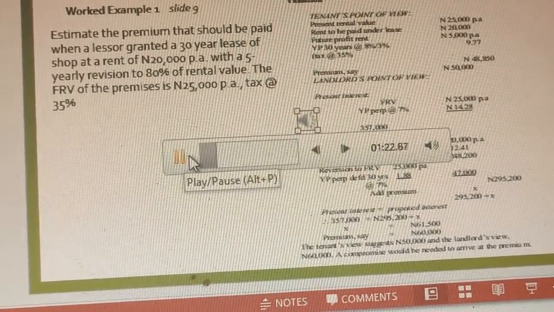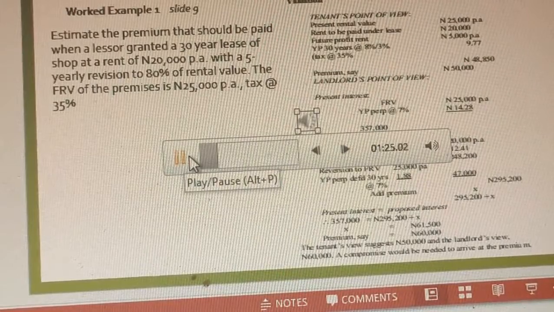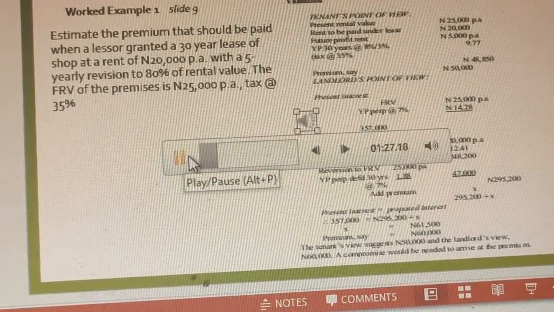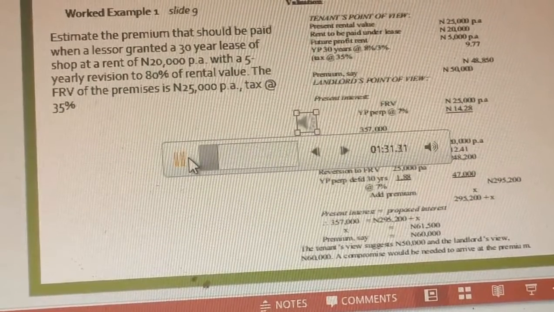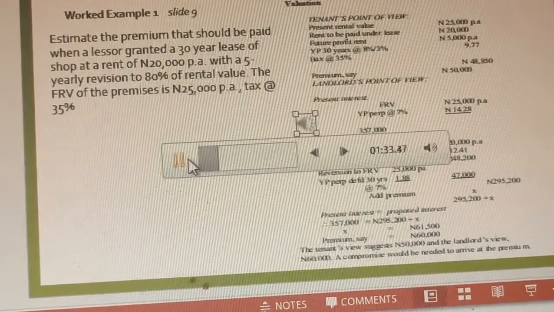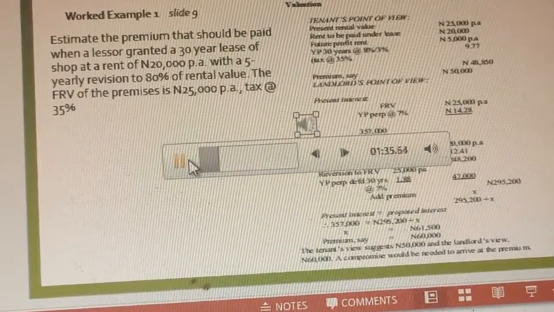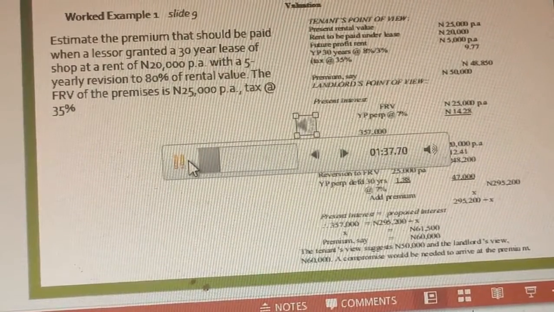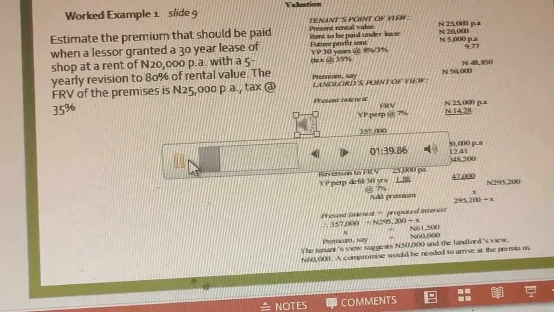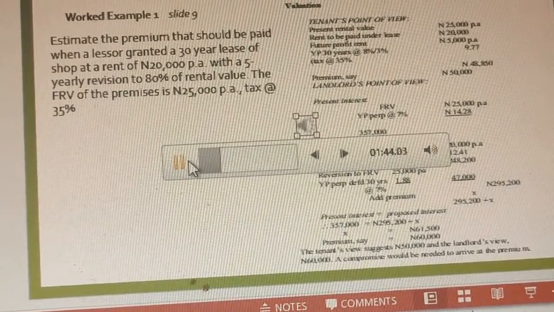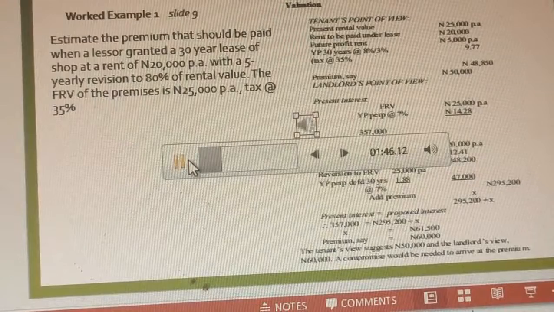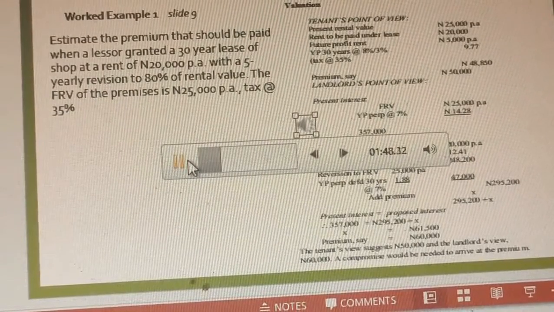You decide upon that, because the question did not say value from the premium that the landlord should expect or that the tenant should pay. It's saying just get a premium. So it must be premium as agreed by both parties. So let's look at the answer to it. So we first take the tenant's point of view, or you take the landlord's point of view, whichever one is convenient for you.